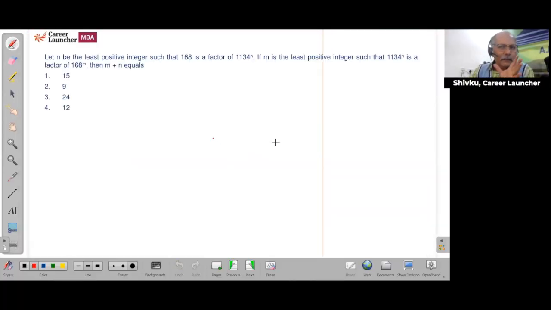So this is a slightly more difficult question, right? I think it is moderately difficult. It's not very difficult. For people who are not very comfortable with the numbers, I think you would probably ignore this.